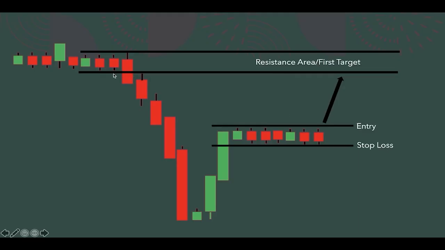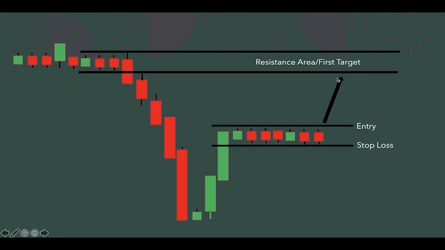Let's say our target is 4.10, where resistance starts. Well, our entry is at $4, our stop loss is at $3.90, and the next resistance area, our first target, is at $4.10. Well, at that point we're risking 10 cents to make 10 cents, right?